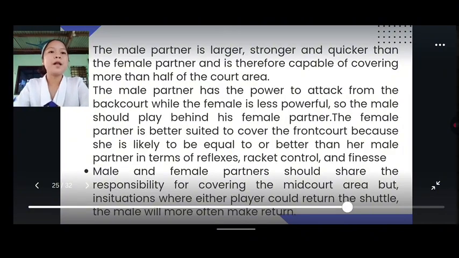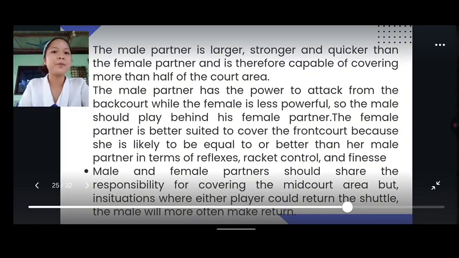So, the male partner has the power to attack from the back court while the female is less powerful, so the male should play behind his female partner. So, the female partner is in the front court. Then the male partner is in the back court. But he can't reach the right back boundary court. So it's easier if he is close to his partner. But the male should still be at the back.